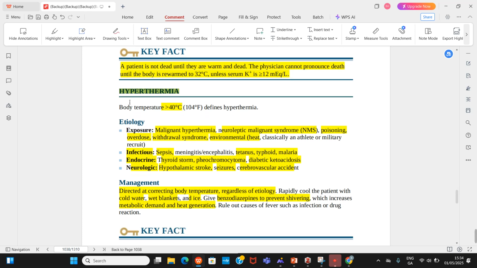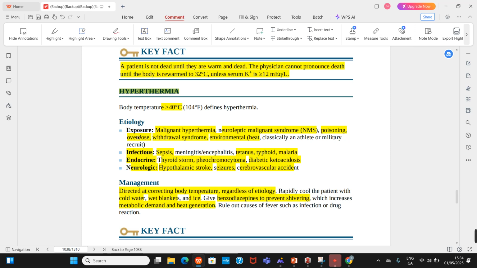Hyperthermia is when you have the body temperature more than 40 degrees. So when it's more than 40 degrees, that is hyperthermia, unlike hypothermia, in which the body temperature is less than 35 degrees. So what are the causes of hyperthermia?